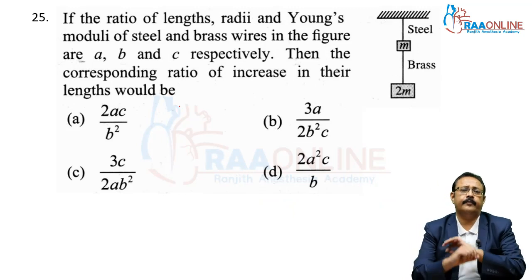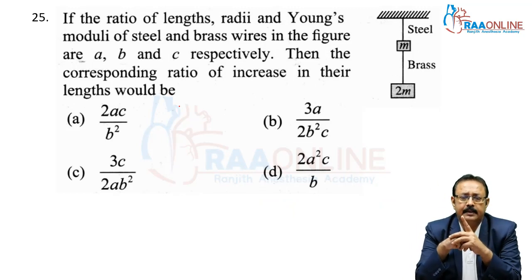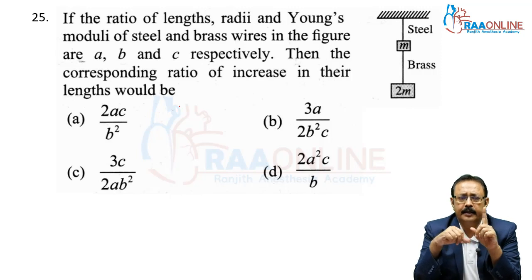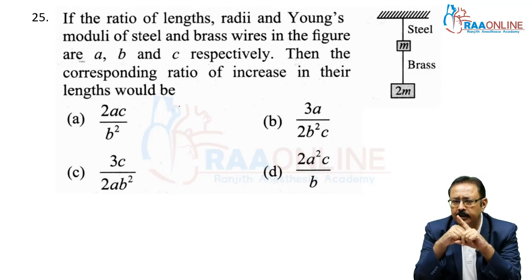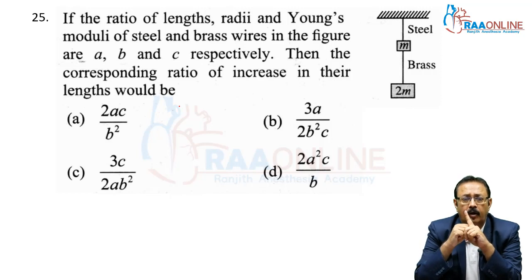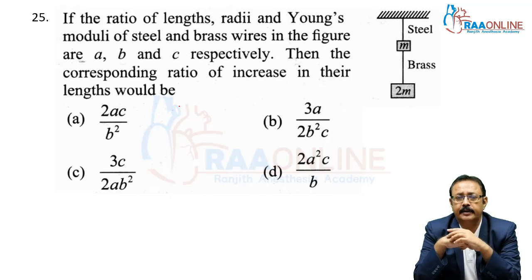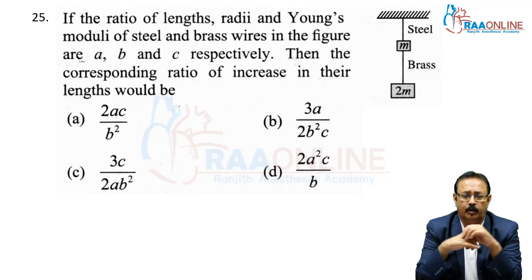Next, if the ratio of lengths, radii and Young's modulus of steel and brass wires in the figure are A, B and C, then the corresponding ratio of increase in their lengths would be... The length of brass is A times that of steel. They are saying lengths, radii and Young's modulus.